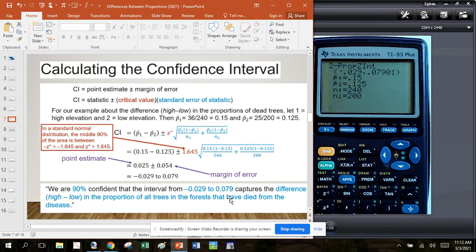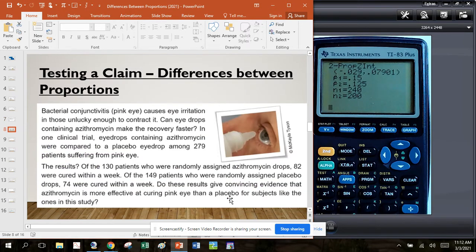All right, let's go ahead and have a look at how we construct a significance test for the differences in two proportions. So we're going to use a slightly different example here. This time we're going to look at pink eye. I know, a lot of you are thinking, that was the worst time.